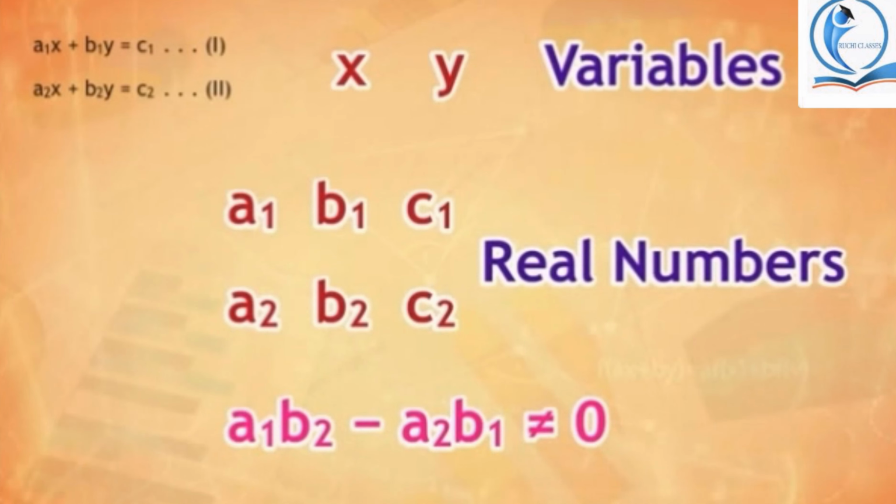Now let us solve these equations. Multiplying equation 1 by b2, we get a1 b2 x plus b1 b2 y is equal to c1 b2. This is our equation number 3. Multiplying equation 2 by b1, we get a2 b1 x plus b2 b1 y is equal to c2 b1. This is our equation number 4.